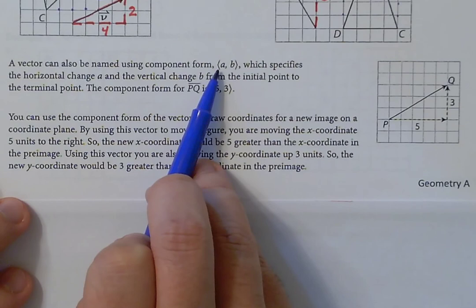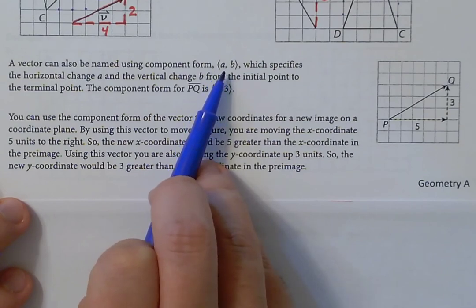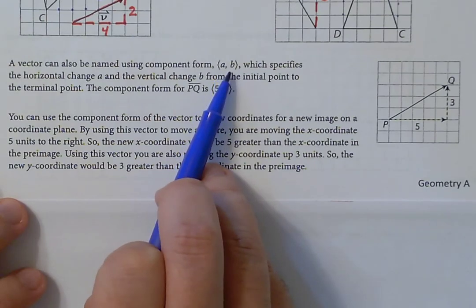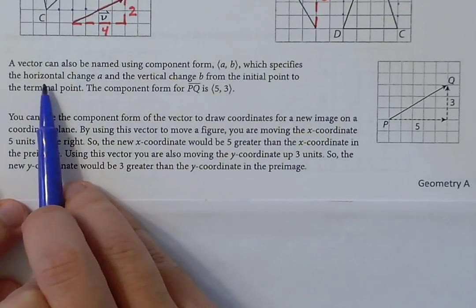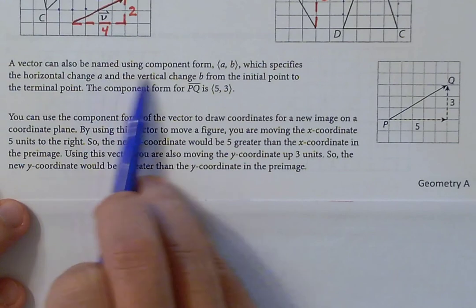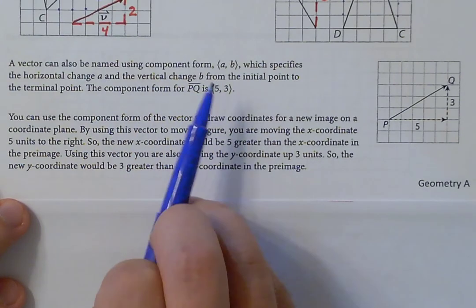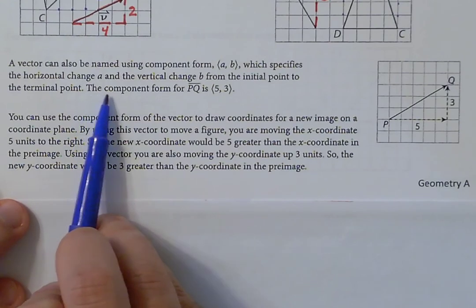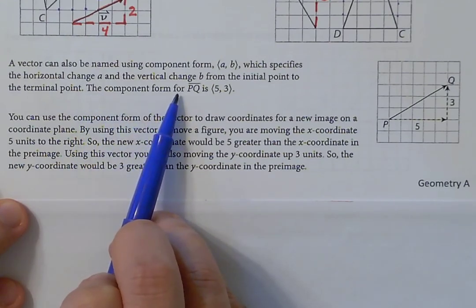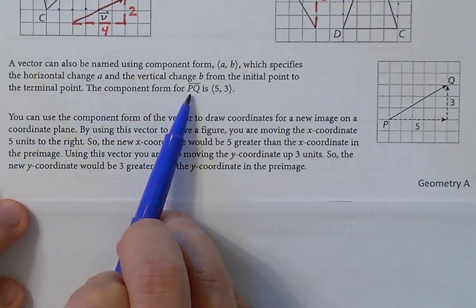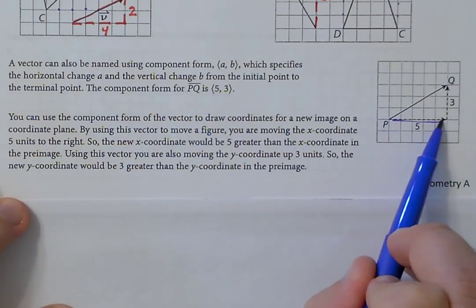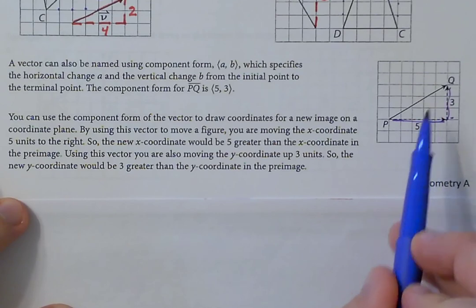They almost look like the end of arrows, kind of just a vector form of parenthesis. A comma B, which specifies the horizontal change A and the vertical change B from the initial point to the terminal point. The component form for the vector PQ is 5 comma 3, meaning we went to the right 5 and then up 3.